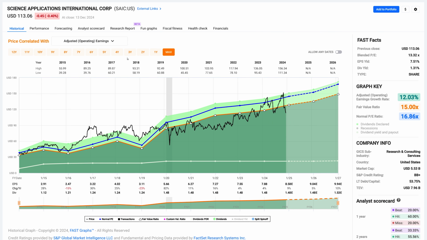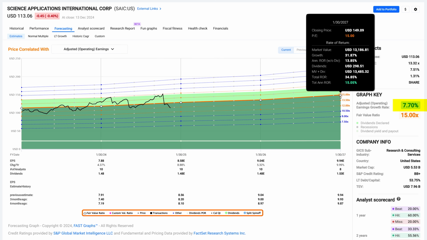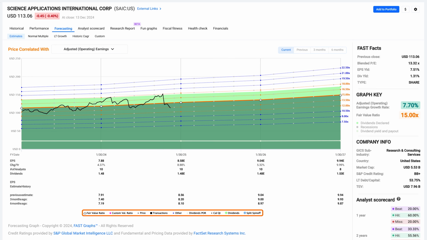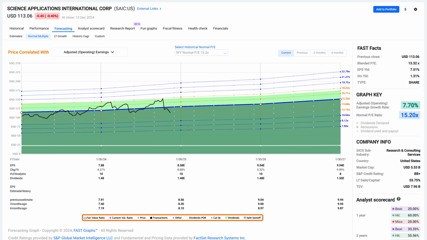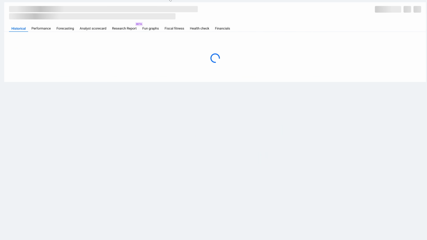I prefer companies like Genpact, or here's Science Applications International, a pretty consistent grower, especially since coming out of COVID. Forecasting, it's expected to grow at around 8% a year. That would give me a double-digit return with growth, PE ratio expansion, and the dividend yield. The normal multiple on this stock has been 15, so the market seems to like it. It is double B plus with 53% debt, so I'm not crazy about that, but I'd want to learn more about this company. It's been a pretty consistent grower over time.